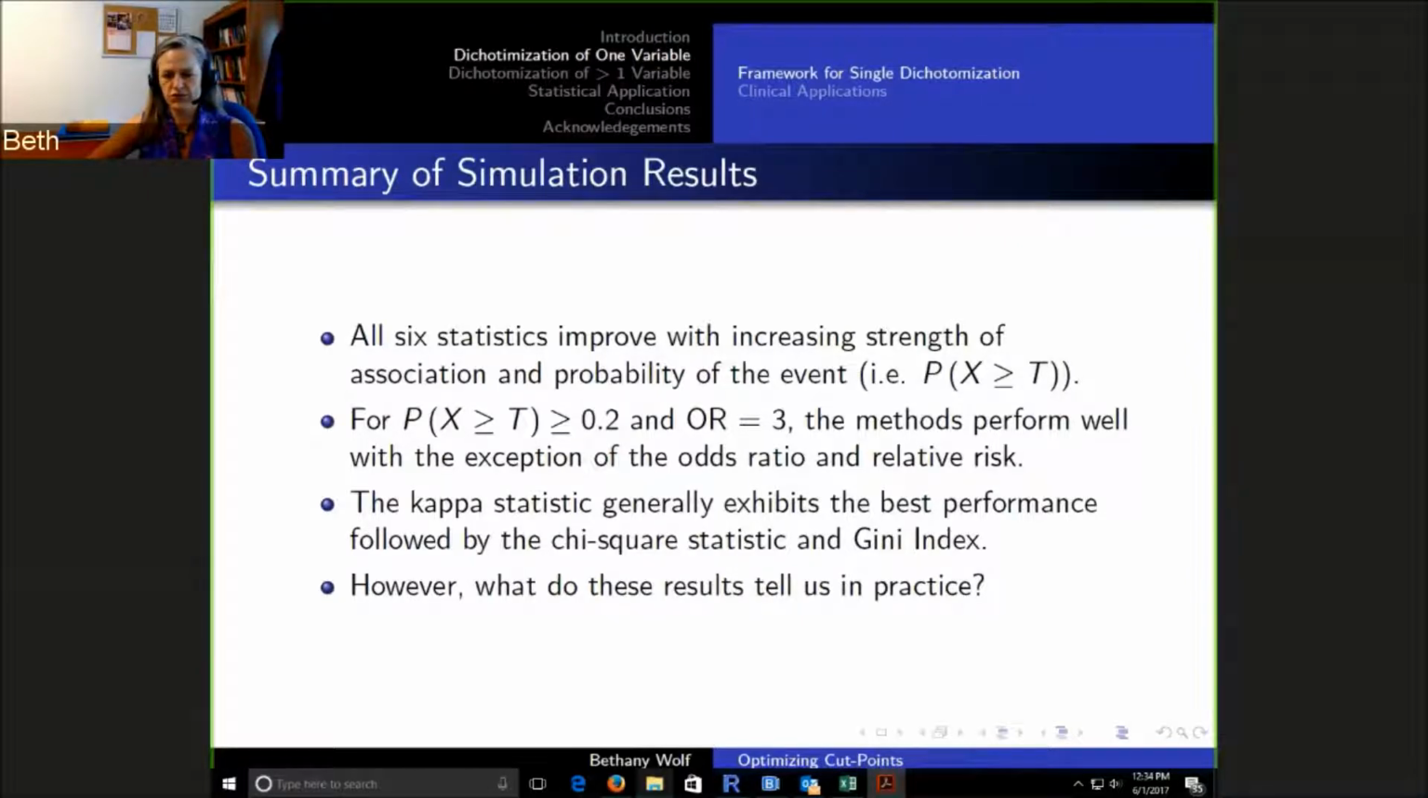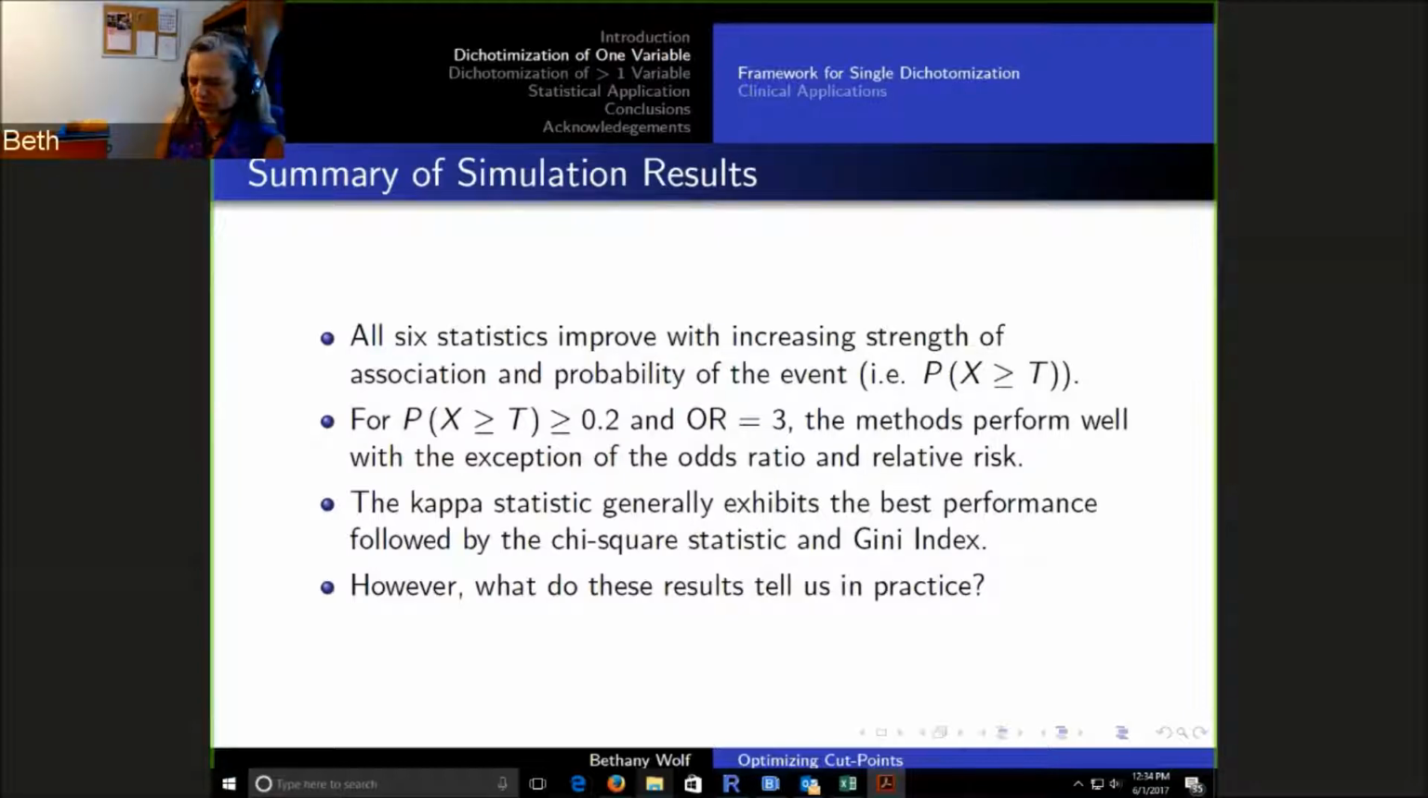The only exception, of course, is odds ratio, and it turns out in the case control setting, relative risk is also an exception. They tend to not do quite as well as all the other statistics, even as the strength of association increases and the probability of x greater than t increases. In this setting, the kappa statistics seem to exhibit the best performance, and Gini and chi-square statistic were relatively close, particularly at the higher strength of association.